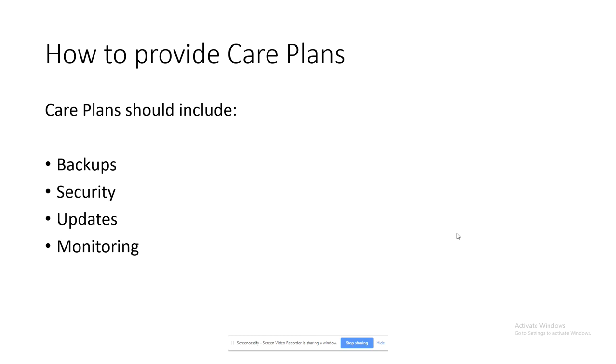As we've already said, a care plan should include backup, security, updates, and I've also added monitoring on there. That's the bare minimum that you should be providing: a daily backup, a security audit, updates to ensure that sites are kept up to date in terms of themes, plugins, and the WordPress core. And monitoring. You want to be actively monitoring your customer's website.